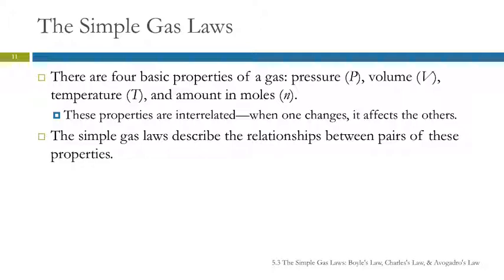And the simple gas laws describe the relationships between just two of the four different variables. So for pressure and volume changing, we have one law. And for pressure and N changing, there'd be another law. And T and N would be another law. So you can have a simple gas law describing the relationship between any two of those properties.